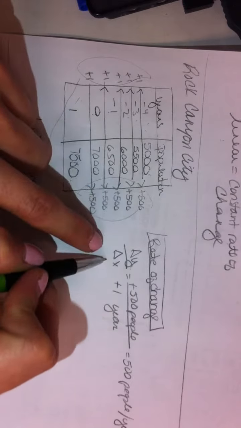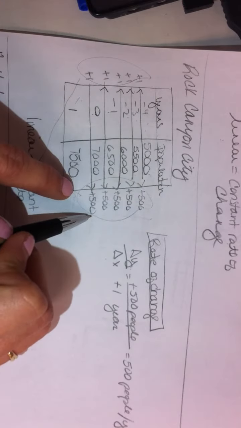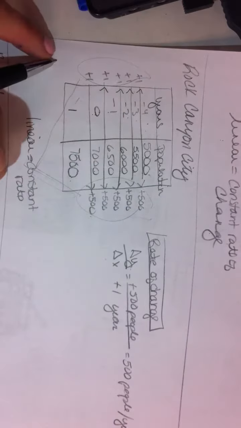If we wanted to find the rate of change, which we have to, it'd be the change in y divided by change in x. The change in y every time is 500. The change in x is 1. 500 divided by 1, people per year. 500 people per year. All right, that's Rock Canyon City.